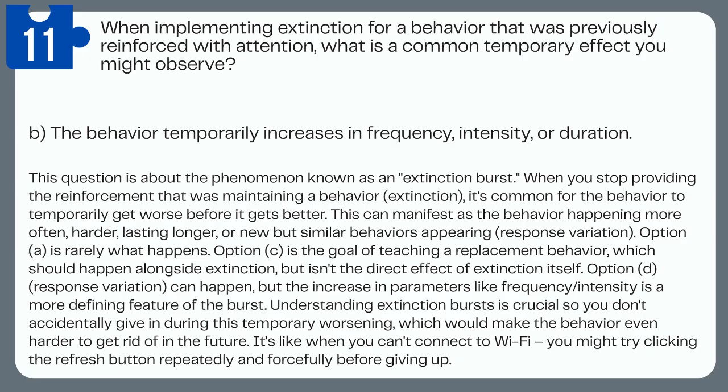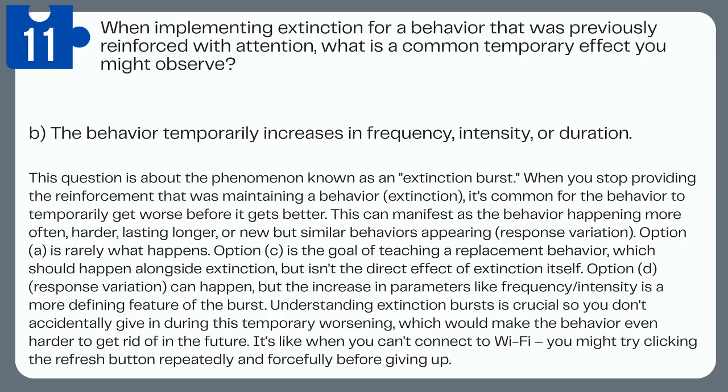This question is about the phenomenon known as an extinction burst. When you stop providing the reinforcement that was maintaining a behavior, extinction, it's common for the behavior to temporarily get worse before it gets better. This can manifest as the behavior happening more often, harder, lasting longer, or new but similar behaviors appearing, response variation. Option A is rarely what happens. Option C is the goal of teaching a replacement behavior, which should happen alongside extinction, but isn't the direct effect of extinction itself.